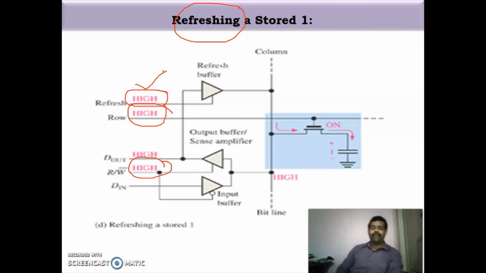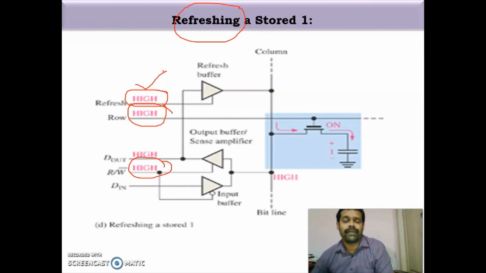So giving a high input to the row line will make the transistor on, and giving a high input to the read write line will make the input buffer disabled and the output buffer enabled, and giving a 1 or high to the refresh buffer will make the refresh buffer enabled.